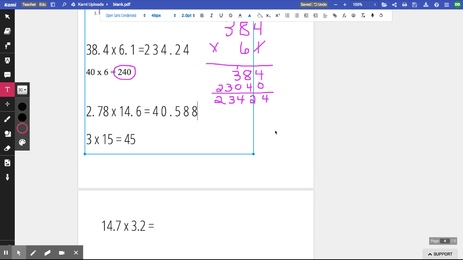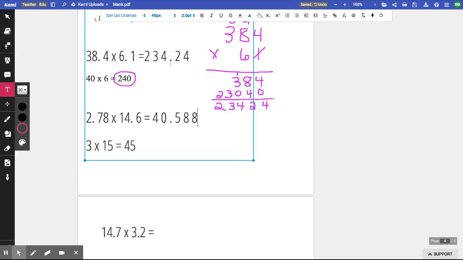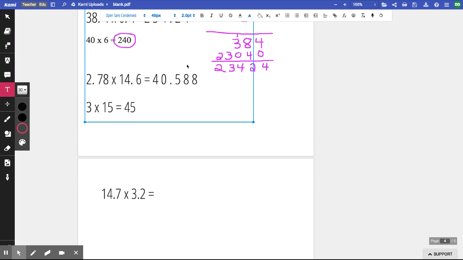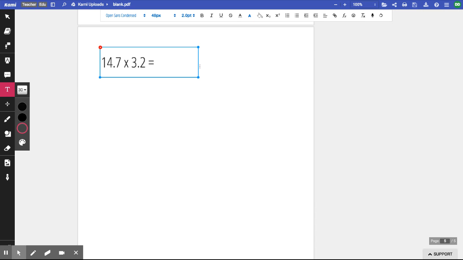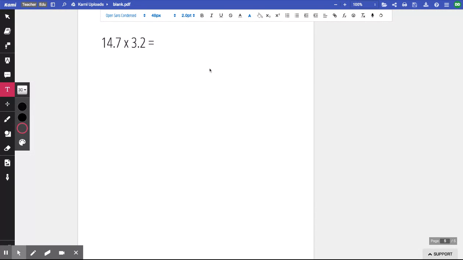Okay. Question 8 asks, how did we know where to put our decimal point for 38 and 4 tenths times 6 and 1/10? Again, we just discussed our estimate was 240. When I place my decimal point, I have to think I need an answer that is close to 240. The last problem, question 9, is 14 and 7 tenths times 3 and 2 tenths.